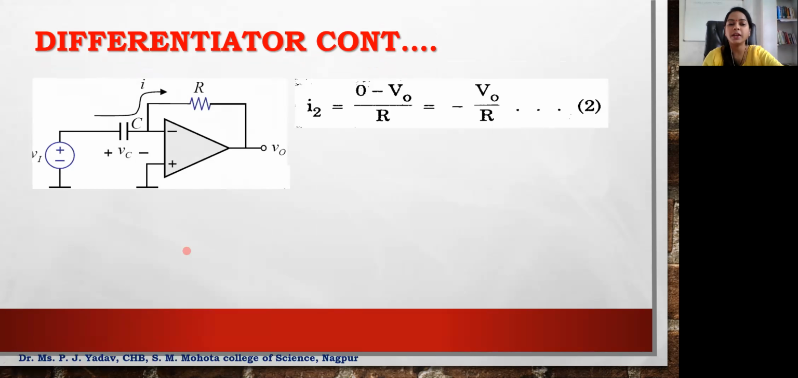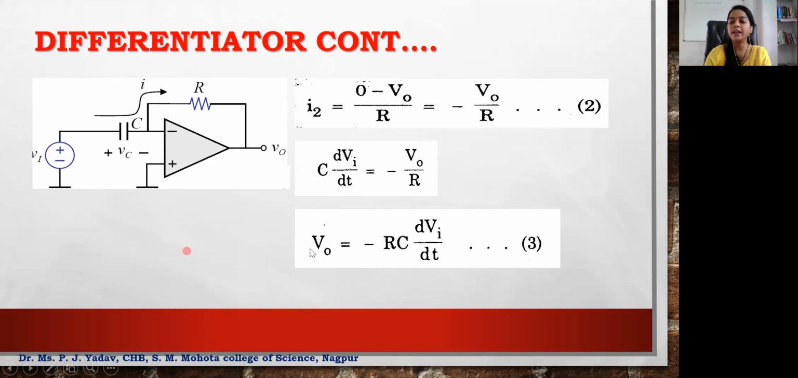In this circuit you can write I2 is equal to 0 minus Vout divided by R. So you can write I2 is equal to minus of Vout by R. This is how we have calculated the second current which is flowing in this direction. Okay, so can we write current in the form of C and input voltage? So this is written as C dVi by dt is equal to minus Vout by R.